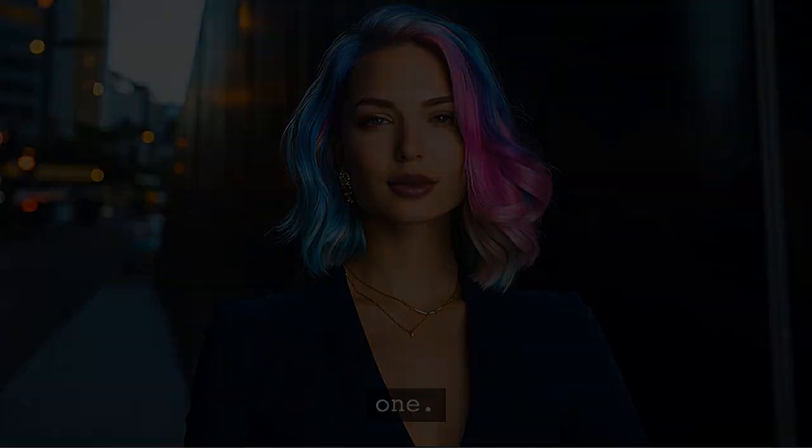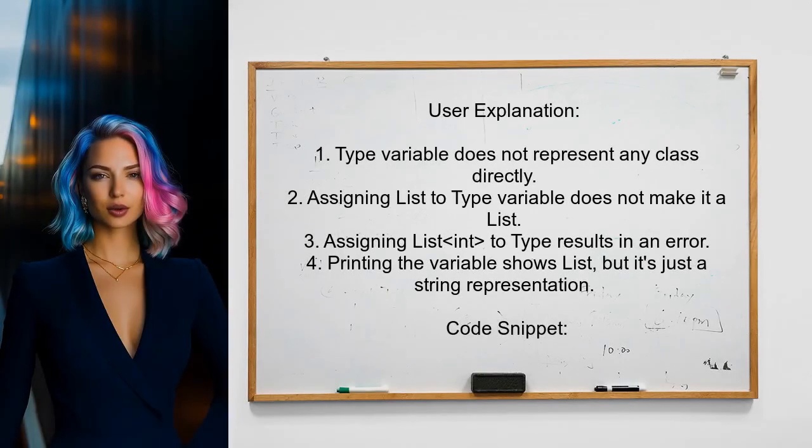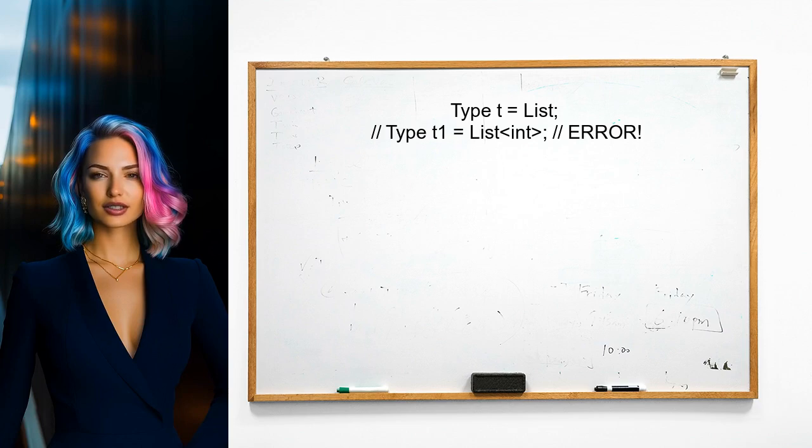Let's explore another one. This user clarifies that the type variable in Dart is not meant to represent any class directly. When you assign list to a type variable, it does not mean that the variable t is a list. Instead, trying to assign list int to a type variable results in an error because list int is not the same as type. The confusion may arise when printing the variable as it shows list, but that's just the string representation.